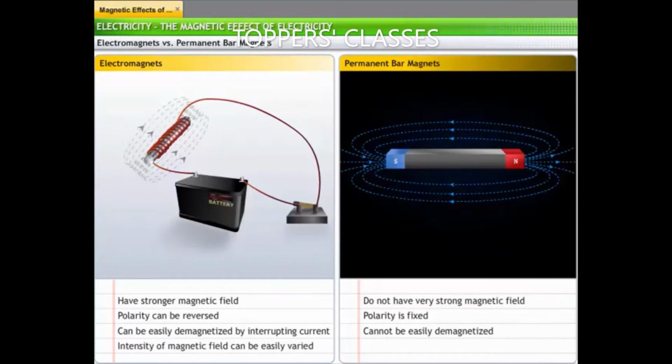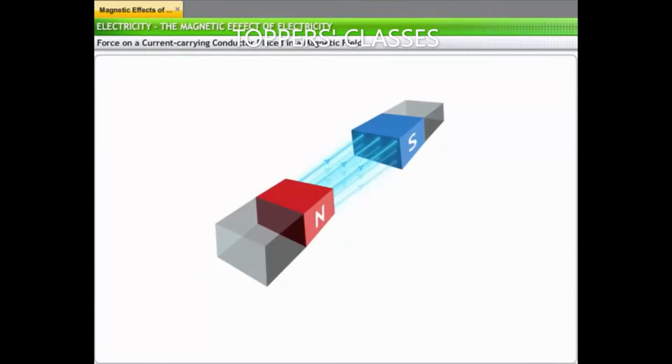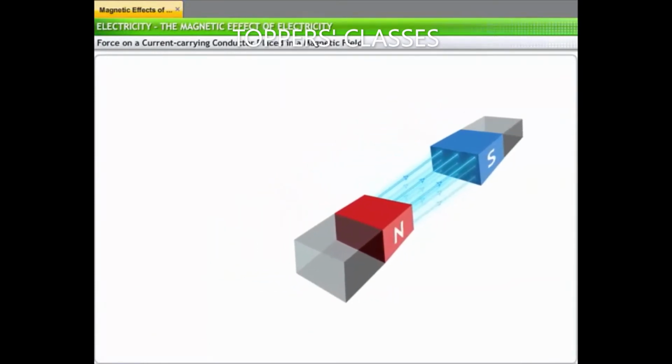In electromagnets, the intensity of the magnetic field can be easily varied. However, magnetic fields of permanent magnets are of fixed intensity. You can convert an electromagnet into a permanent magnet by using a steel core. A magnetic field exerts a force on the magnetic objects under its influence.